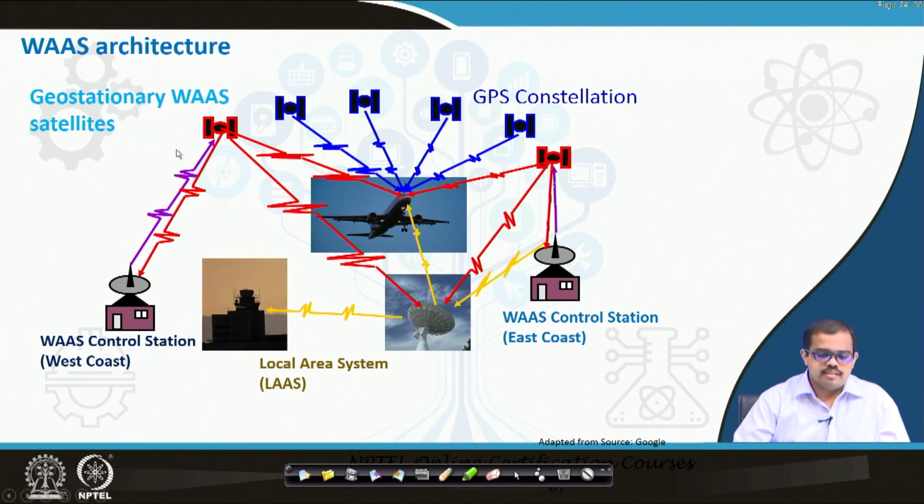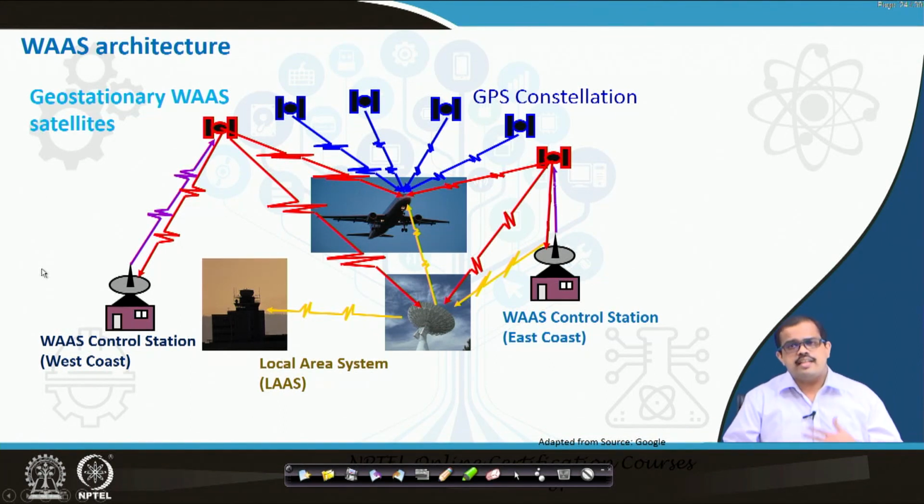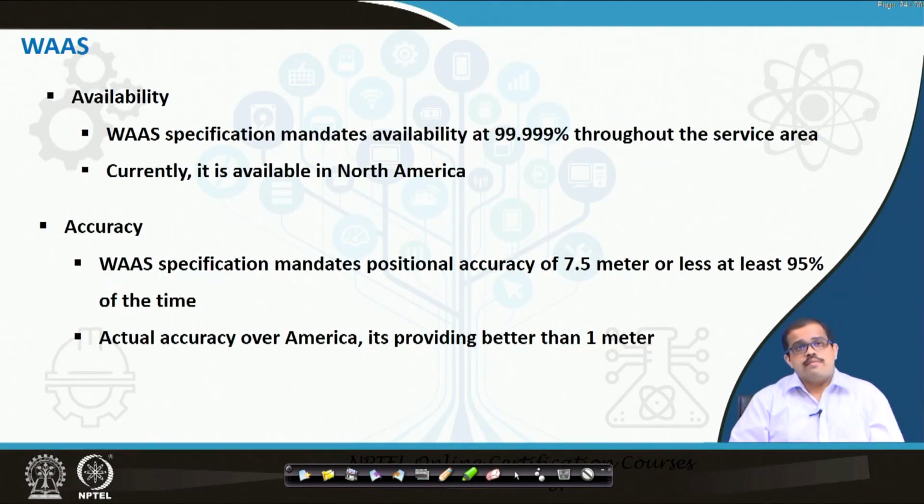Okay, this is how a WAAS architecture, or a WAAS system, works, and it is extremely helpful in terms of aerial and naval navigation. So when we look at the WAAS system, the availability is extremely important. It mandates 99.999% service throughout the service area, and currently it is available in the northern part of America, but slowly being spread into different parts.